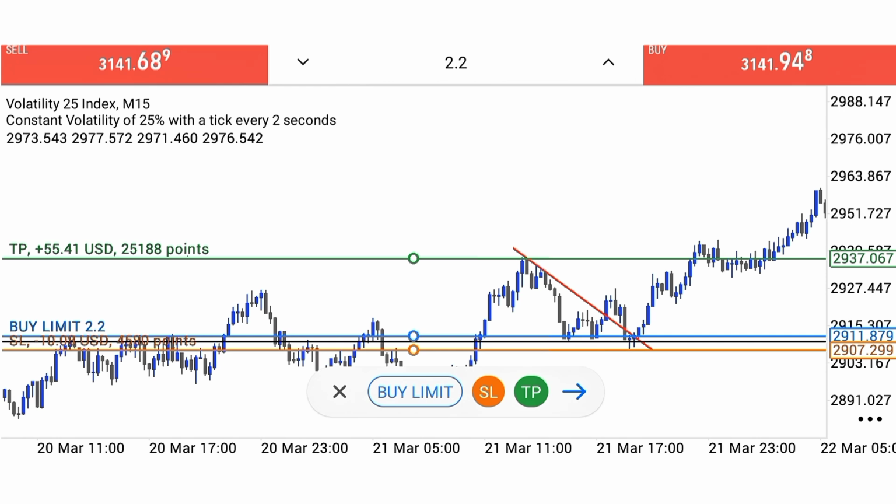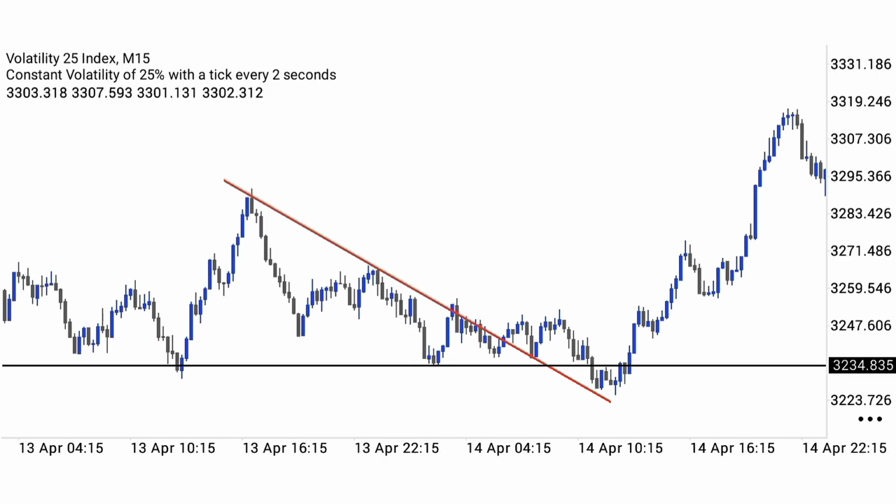Now let me take you guys back to the first example that I showed you. Alright, so we have this trade here. This is the first example that I showed you guys. For this example, you have seen it just the way I've taught you already.